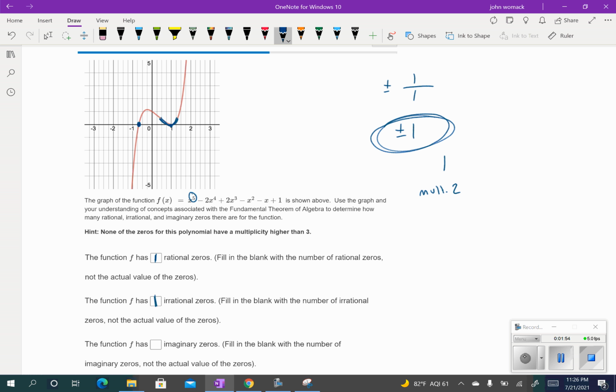So just think of that. There's 1 with multiplicity 2. There's another zero, and it just crosses, so that's multiplicity 1. And then I have to have a total of 5. So this one counts as 2. This one I don't know what it is yet, that's a question mark, but I know it's multiplicity 1 because it just crosses. So I have 3 so far. It's x to the fifth, so it has to be a total of 5. That leaves me with 2 imaginary zeros.